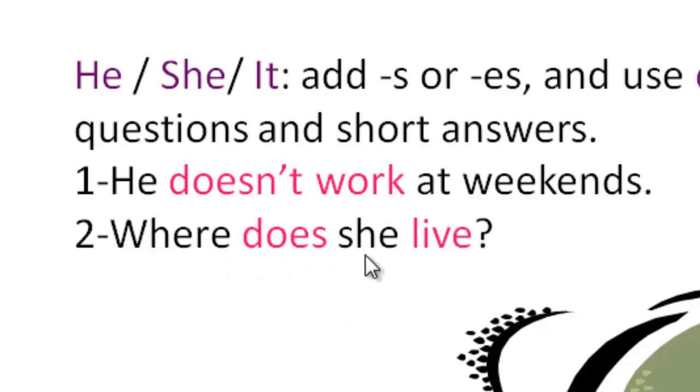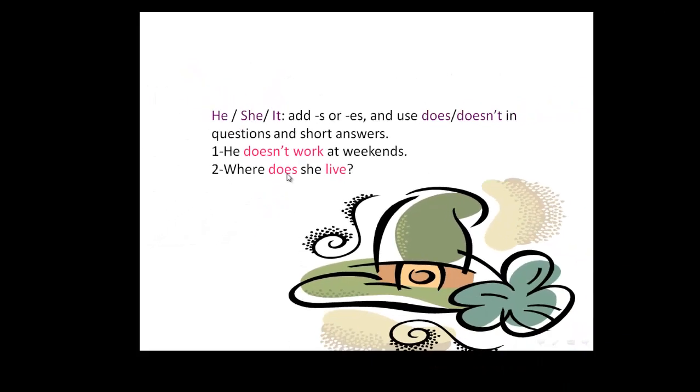Where does she live? You have to notice that the verb live, yes, here we omit the s letter. We omit the s letter because we use does. So there is no need to put lives with s because we use does.